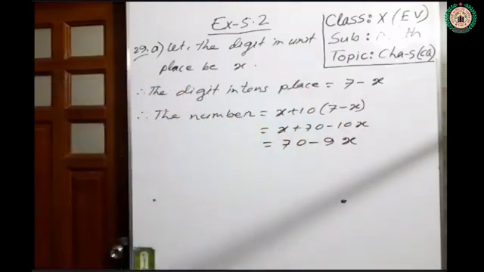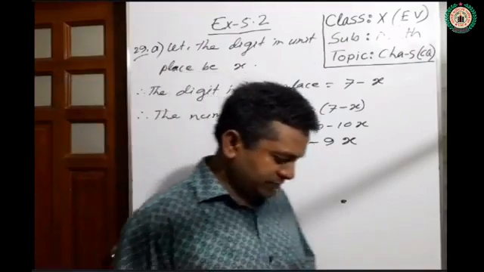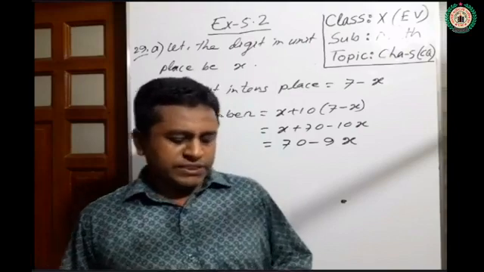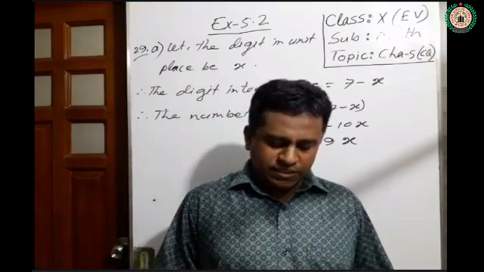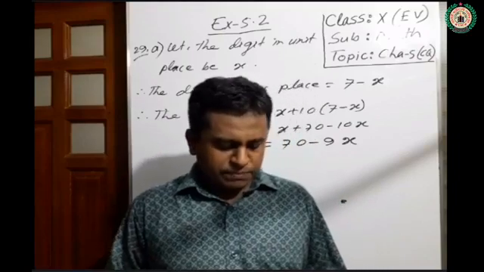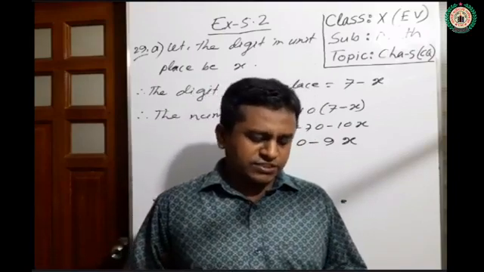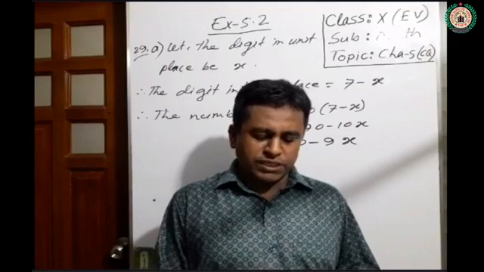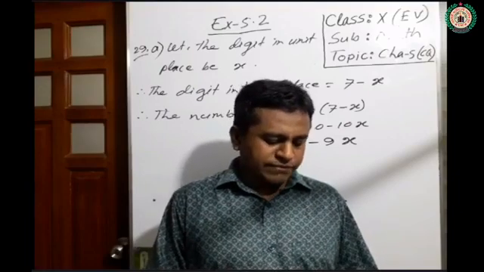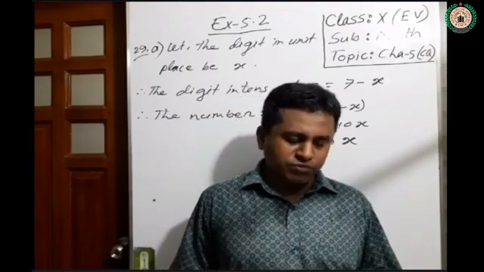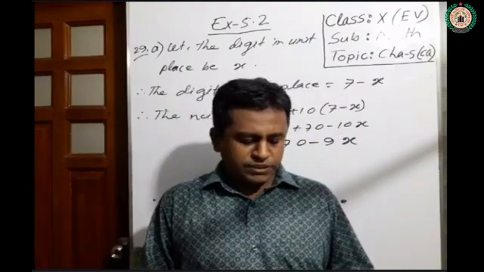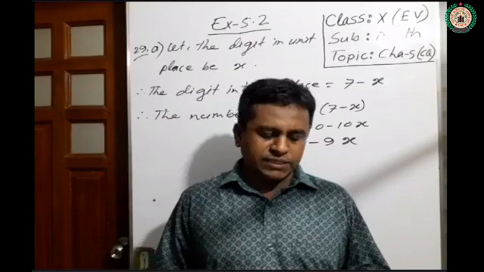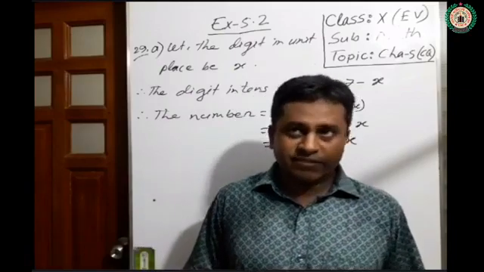Number 29. Here, the question is: the sum of the digits of a number consisting of two digits is 7. If the places of the digits are interchanged, the number so found is 9 more than the given number. Number 1: write down the number and the number obtained by interchanging their places in terms of the variable x.